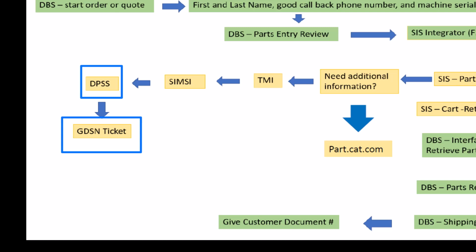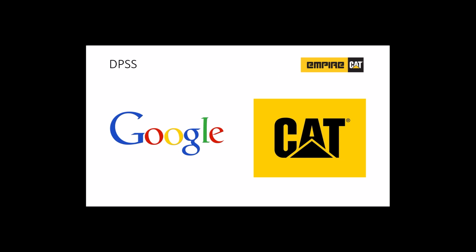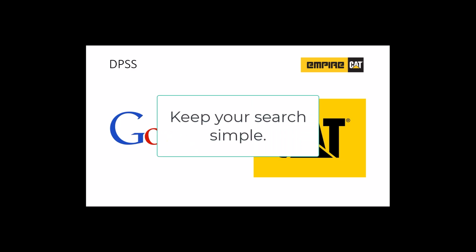All of the responses to the GDSN tickets are what we see when we search for information in DPSS. The DPSS is a combination of submitted questions from dealership technicians and parts counter people, and all of the relevant literature that CAT publishes on the given topic. Think of DPSS as CAT's version of Google. It acts very similarly when doing a search. Just like Google, you must be aware of what keywords you enter into your search. If you are too specific, then your search will not yield any results.